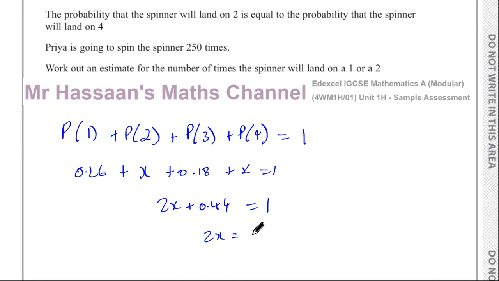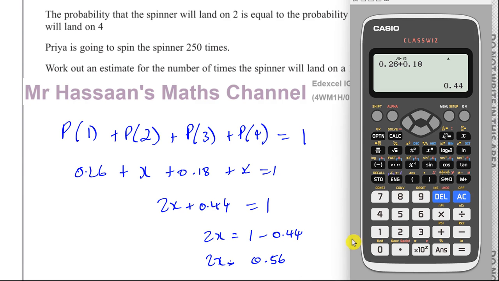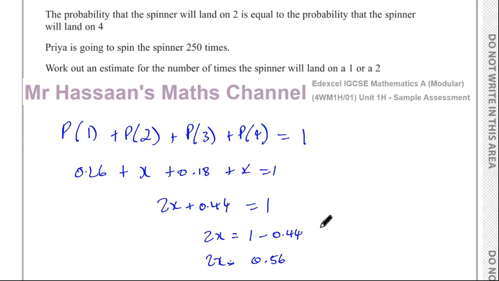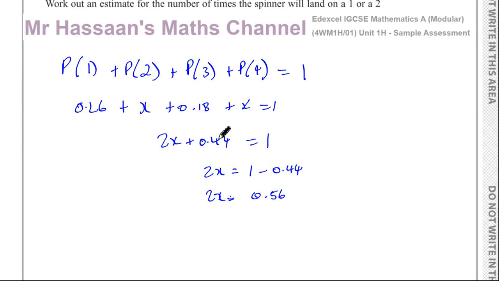We have to subtract 0.44 from both sides. So 1 minus 0.44 is going to be 0.56. Okay, we can confirm with that calculator to make sure. 1 minus the final answer that we got, 14 over 25, which is 0.56. And then we got to divide both sides by 2. So x is equal to 0.56 divided by 2, which is equal to, that's going to be 0.28, I think.